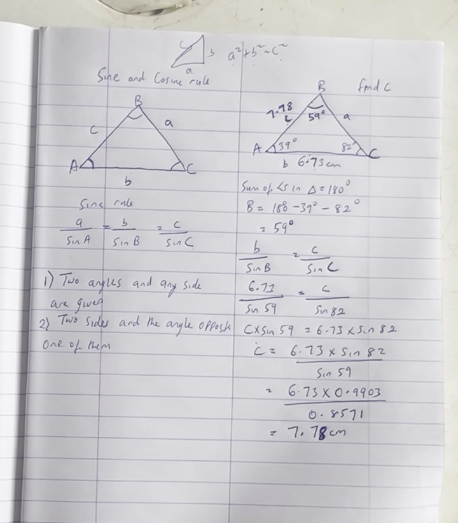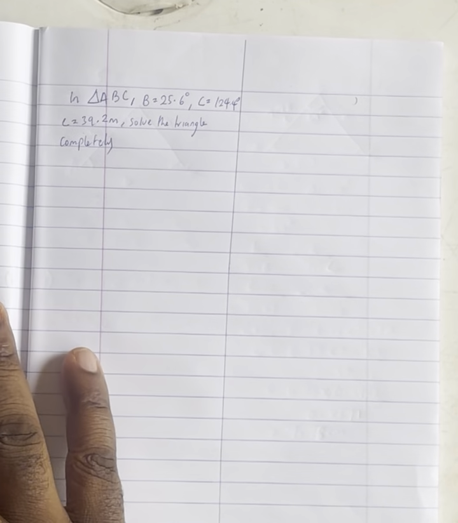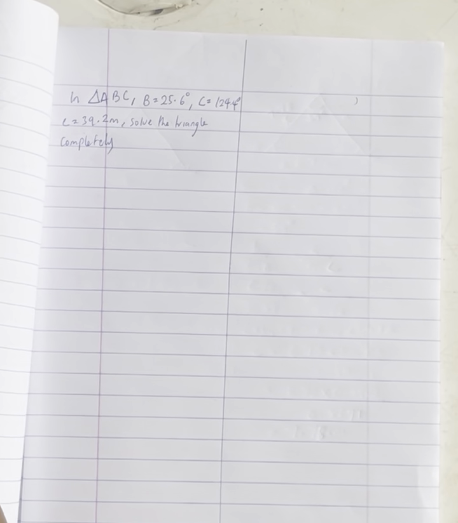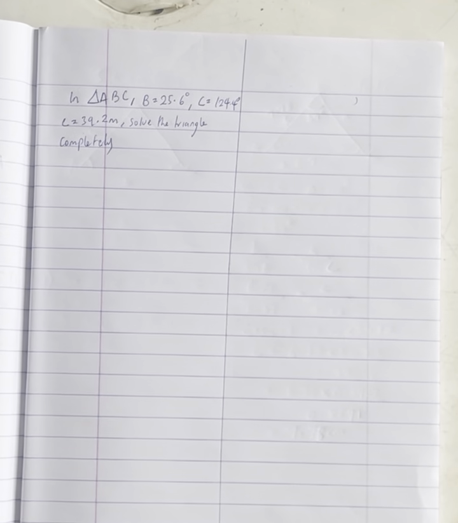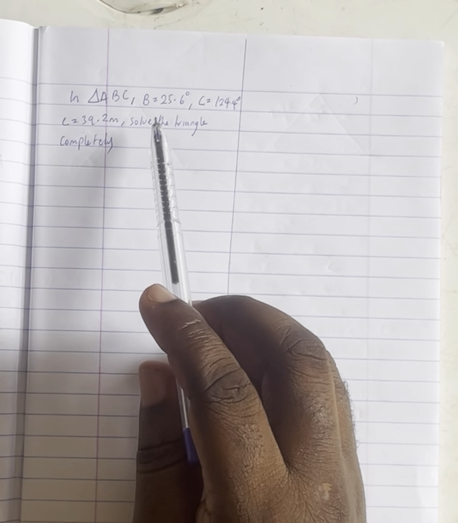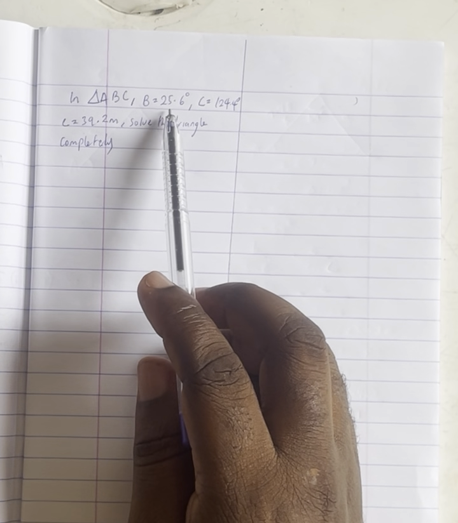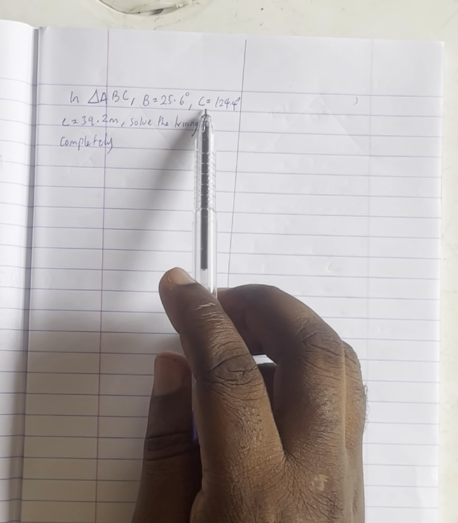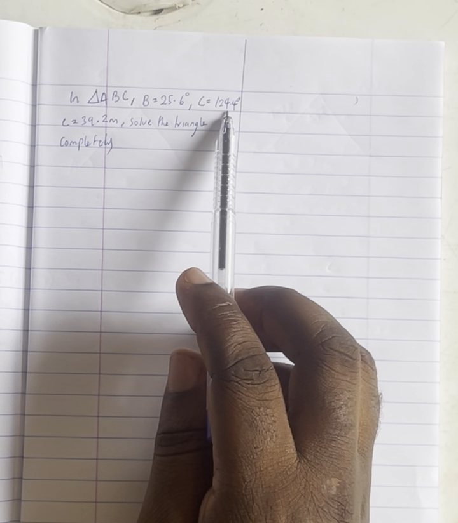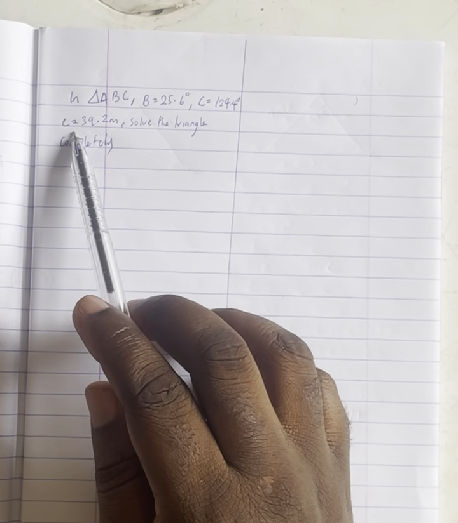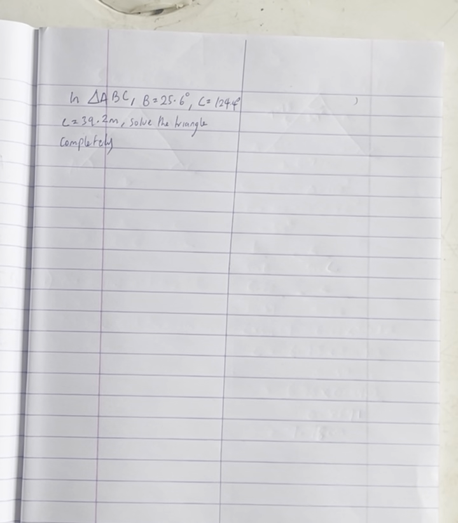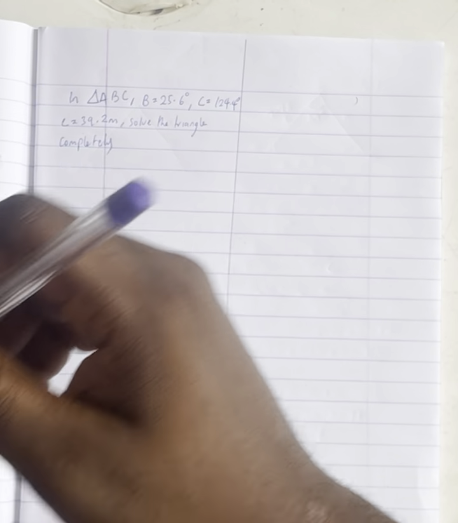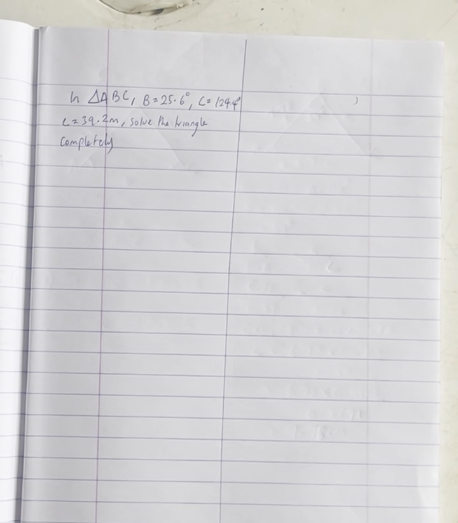So now let's just quickly do another question. If you look at the question here, in triangle ABC, we have the angle B equal to 25.6, C is equal to 124.4, and small letter c is this. So we have to solve the triangle completely. So how do we go about it?